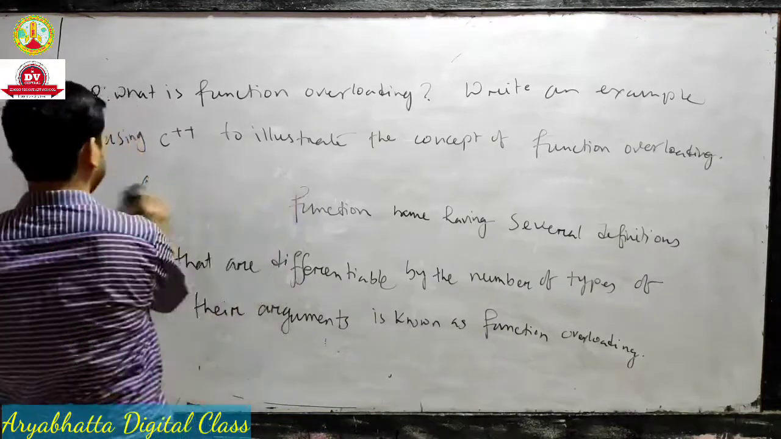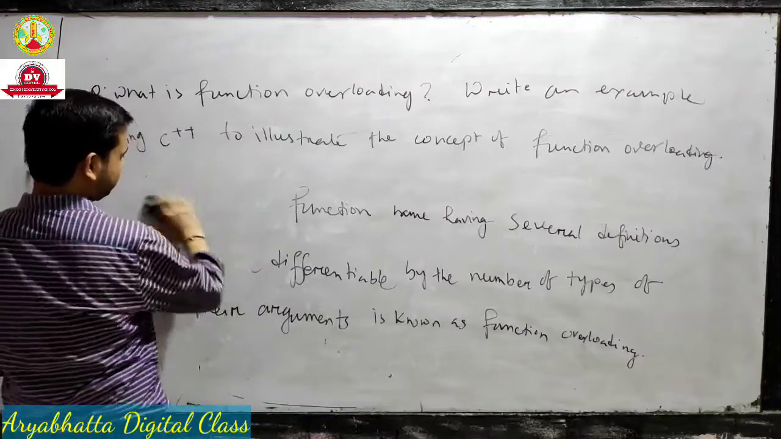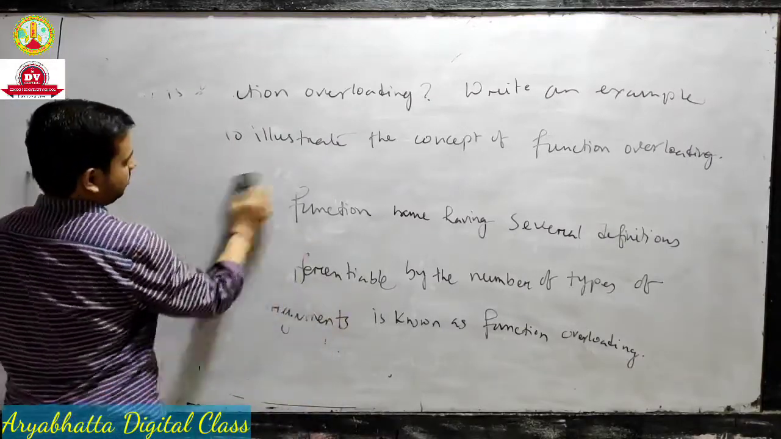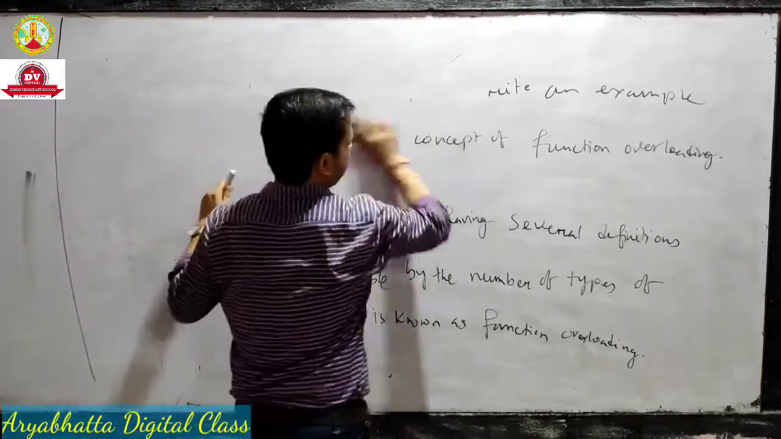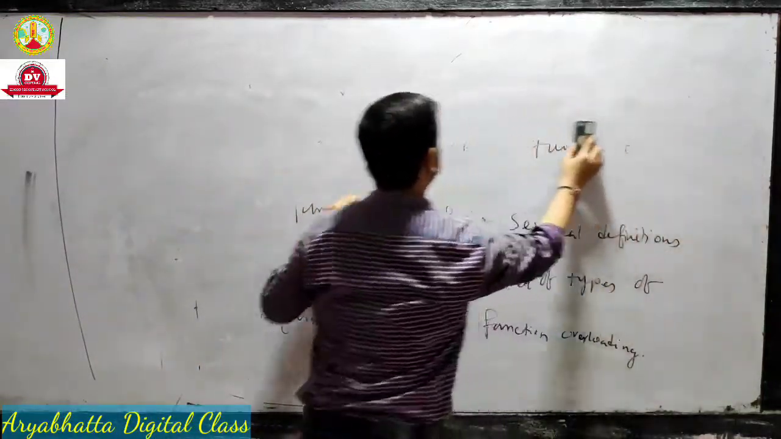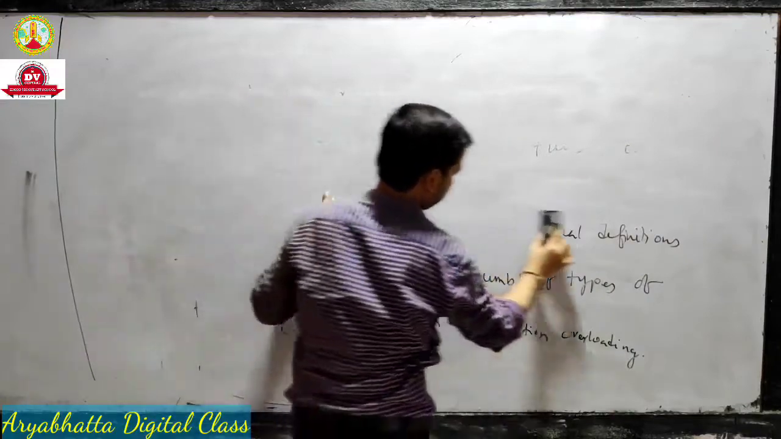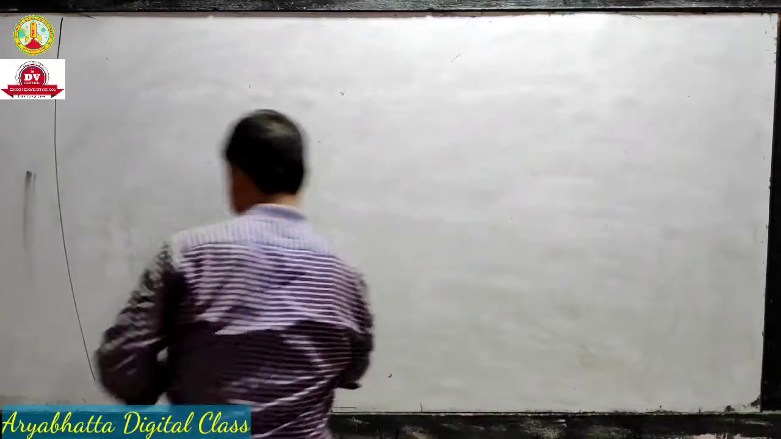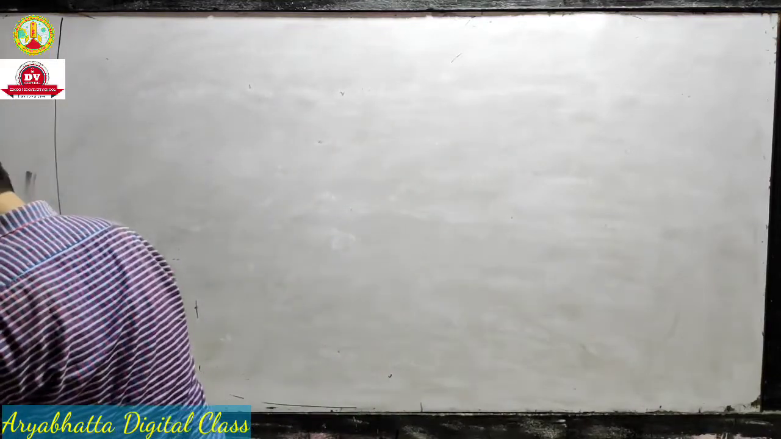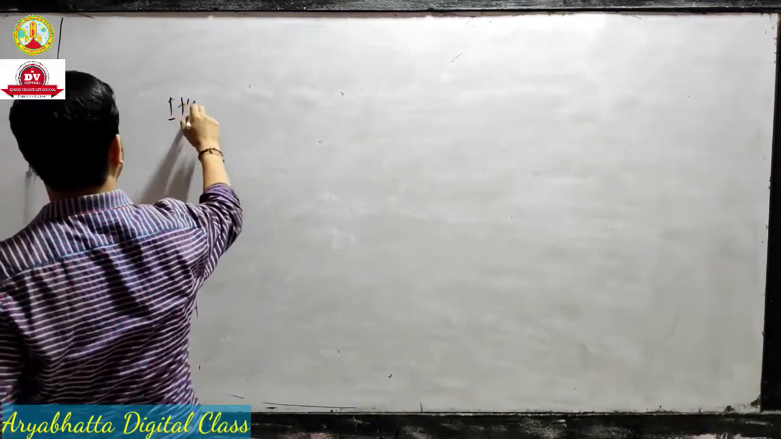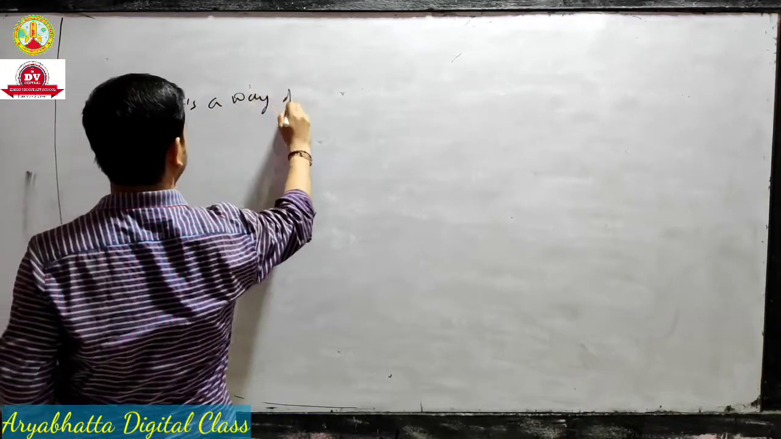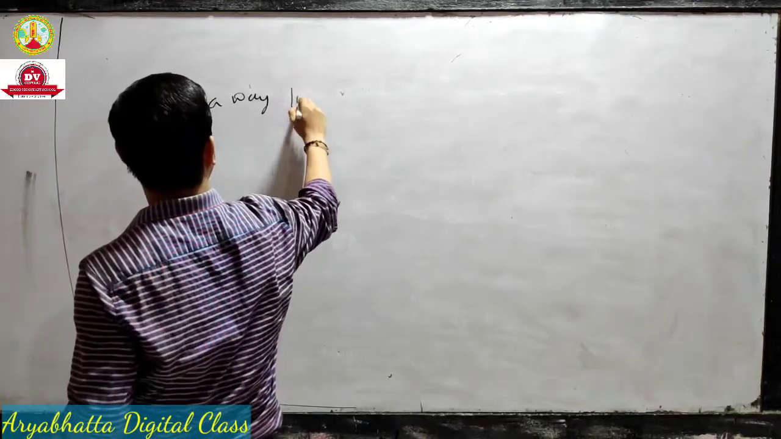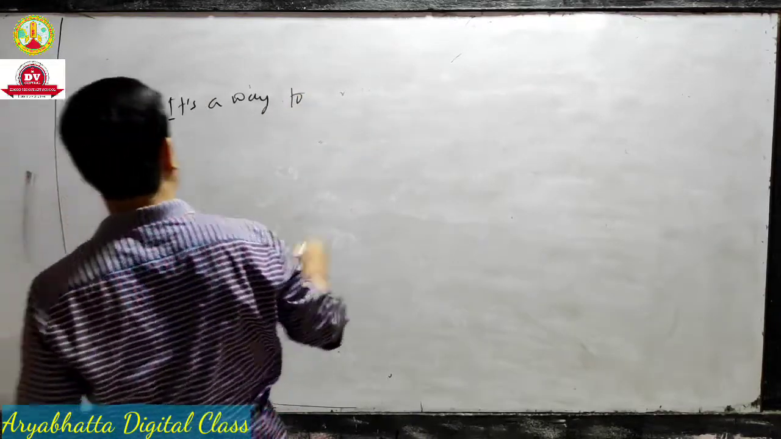Okay, next you write down. After this you write down, I erased it because there is not enough space here. You write down below. I write down here because there is not enough space. You serially write down: it's a way to implement polymorphism.